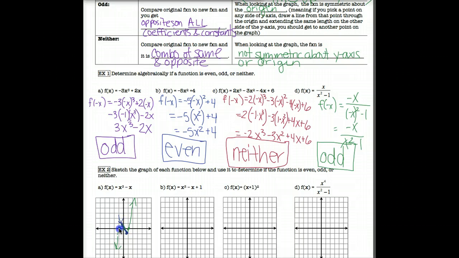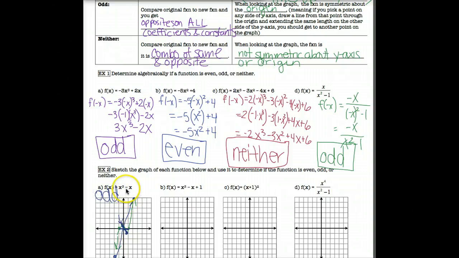If I take this point and I connect it to the origin, which is one unit, if I go one unit the other way, do I end up on another exact point? Yes, I do, right here. Let's say I took a point that's way up here. If I draw the line to the origin right there, pretty steep, do I have that same point way down here? If you look at your graph, yes, you do. This is symmetric about the origin, which means that this is odd.